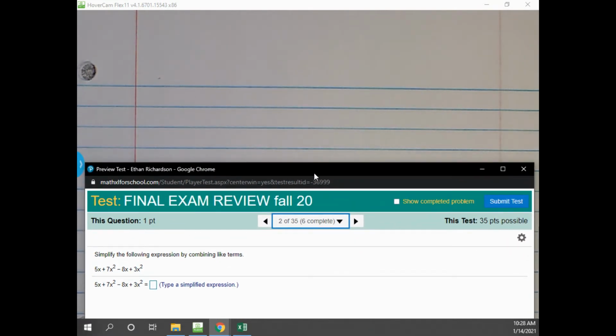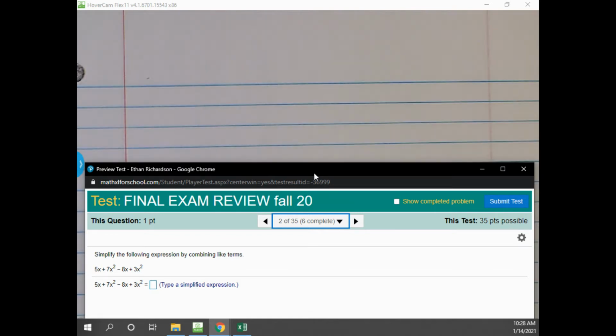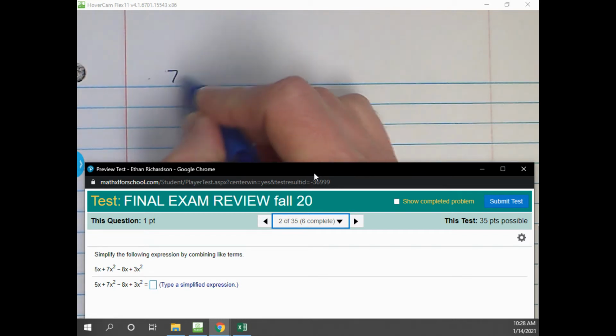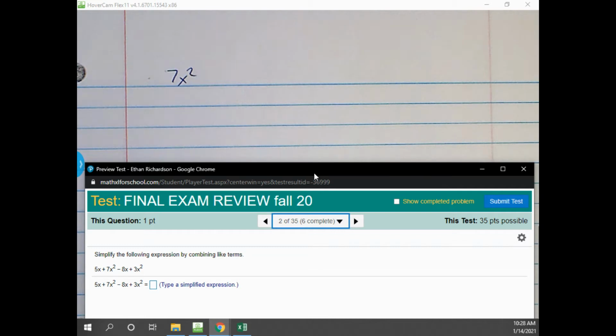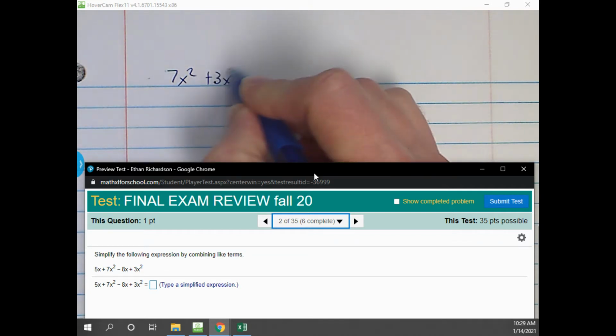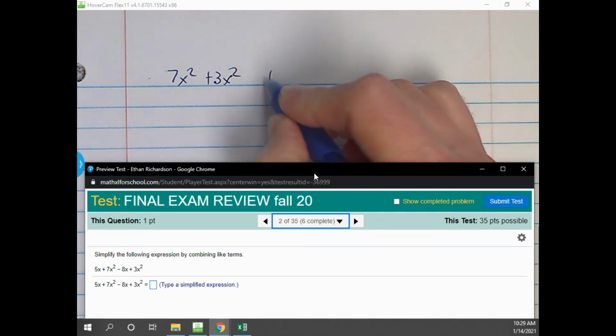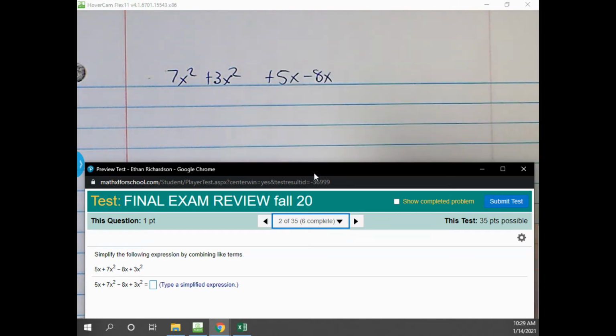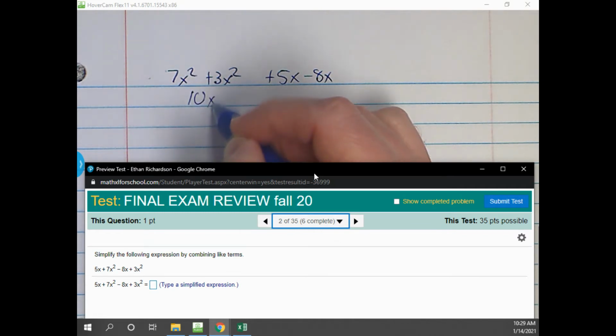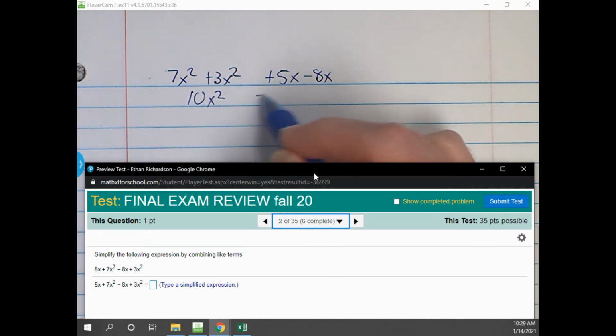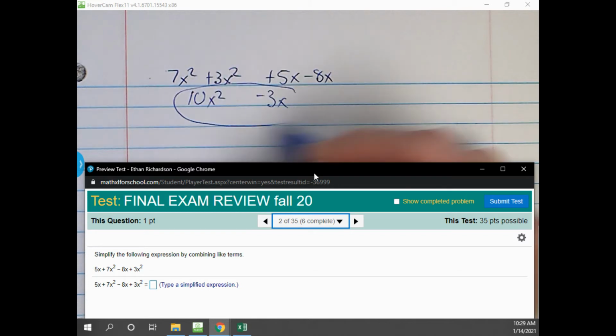Number 2, and kind of do like we did earlier. Number 2, the question is simplify the following expression by combining like terms. So for that one, anything that's x squared, you're going to add those together. So you have the 7x squared that you can do with the 3x squared. And you always take the sign of the numbers that's in front. You have the 5x and the minus 8x. So that 5x would basically be a positive. 8x is a negative or a minus. So you got 7x squared plus 3x squared. That would be 10x squared. 5 minus 8 would be negative 3x, and that would be your final answer.